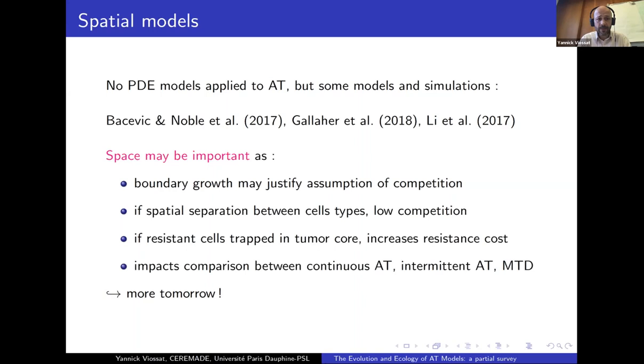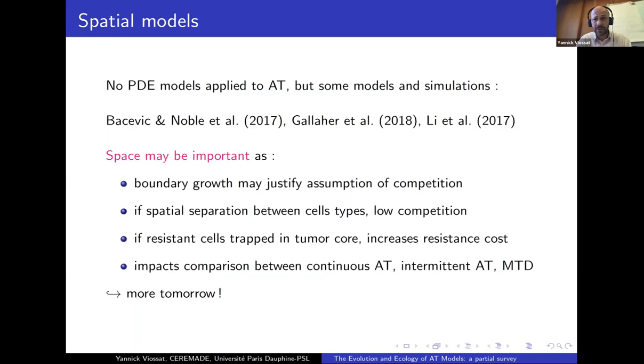The first one is that the idea of boundary growth of the tumor may justify the assumption of competition, might be one way of modeling competition. Another important thing is that if there is some spatial separation between the cell types, between resistant and sensitive cells, there might be low competition between these types compared to a well-mixed system. Another thing that is important in the Gallagher et al. paper is that if resistant cells become trapped in the tumor core, maybe because they're less motile or whatever, then this may increase the impact of resistant cells, because not only are the resistant cells less fit, but they also find themselves in the wrong place.